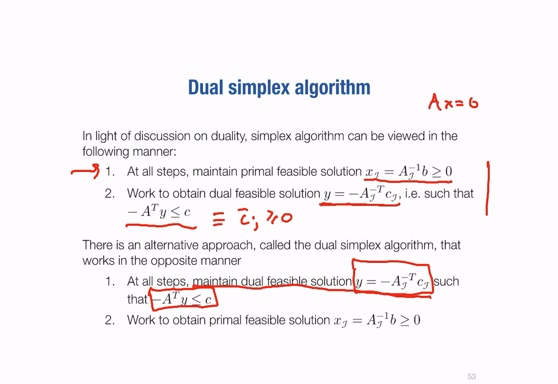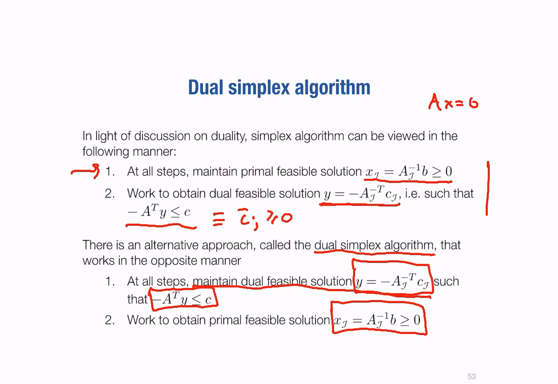And we make moves in the y space such that our resulting primal solution, which is just, again, x subscript J equals this thing, is actually primal feasible. It's greater than or equal to 0. This method is called the dual simplex algorithm. You can derive it in the exact same way, thinking about adding terms to your basis, etc. You can derive it the same way we derived the primal simplex algorithm.